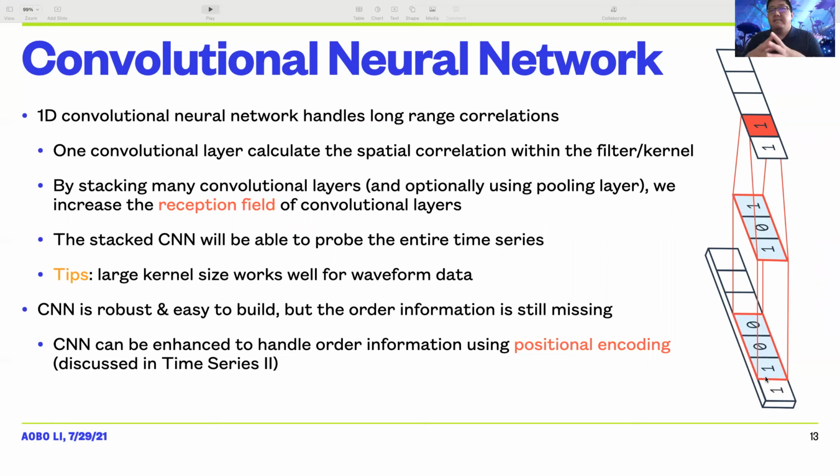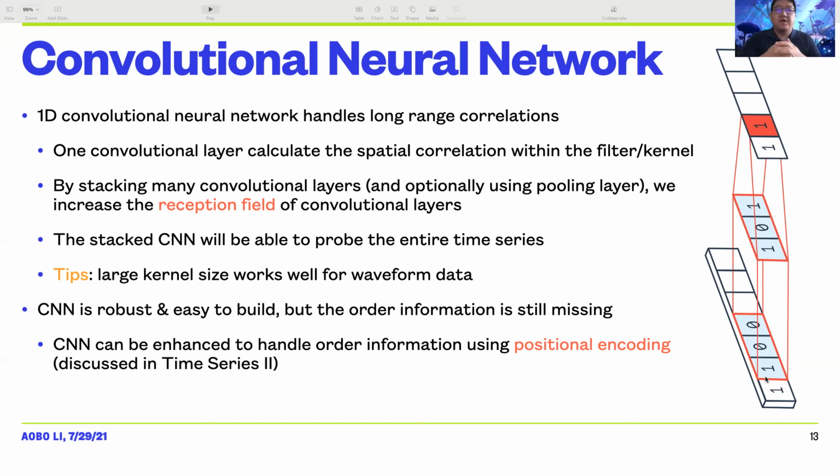By stacking many convolutional layers and optionally using a pooling layer, we increase the receptive field of the convolutional layers and eventually let it cover the entire time series. In that case, you will be able to handle the long-range correlation.